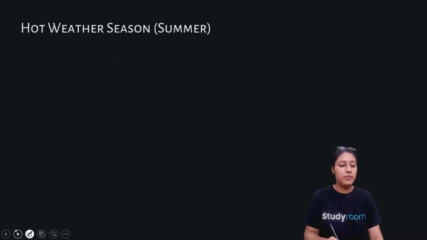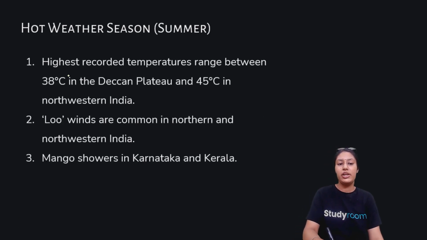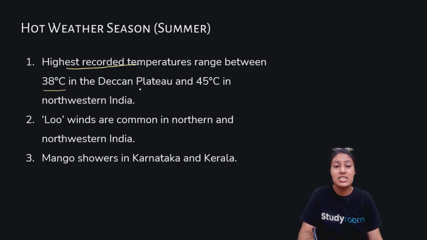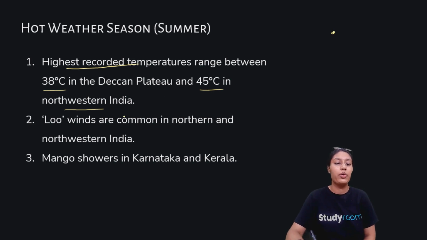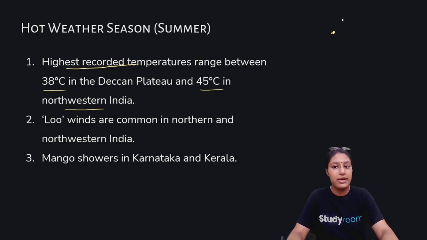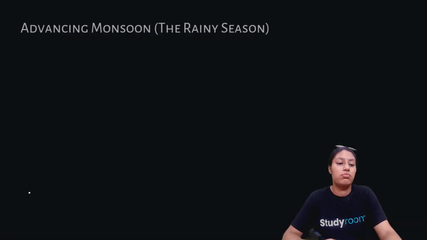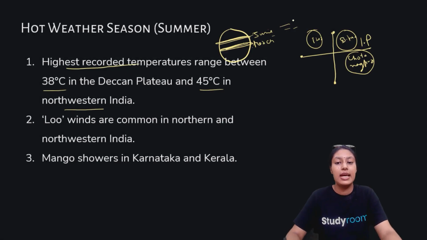Now we'll understand our hot weather season, summer. So again, it records the highest temperature, which ranges between 38 degrees Celsius in the Deccan Plateau, means in the Deccan areas, and 45 degrees Celsius in northwestern India. Okay, now let's understand its concept as well through a diagram. Now, sun's direct rays fall on the equator by March.